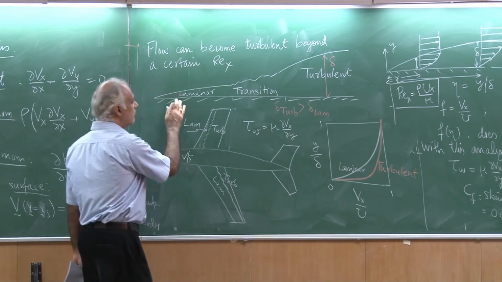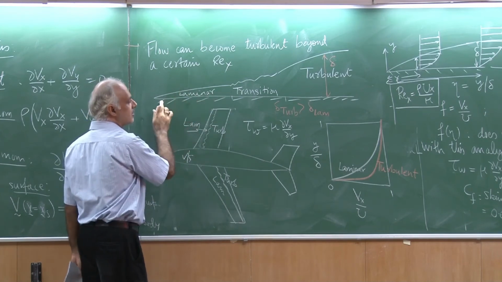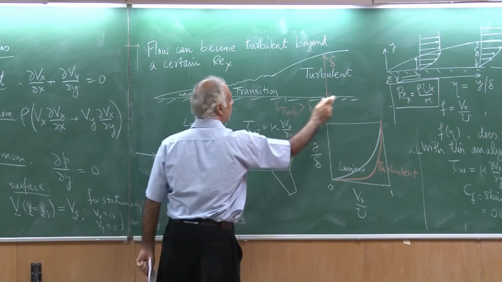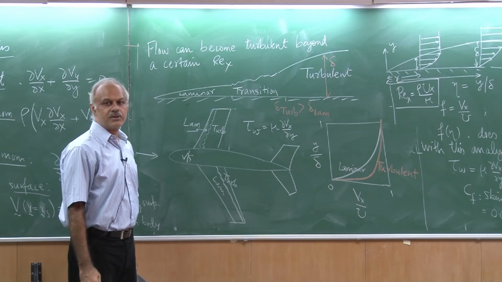Okay. So this is what would happen on the plate. I would have a certain drag coefficient for this part of the plate, and for the same part of the plate in the turbulent flow the drag coefficient would be much larger.